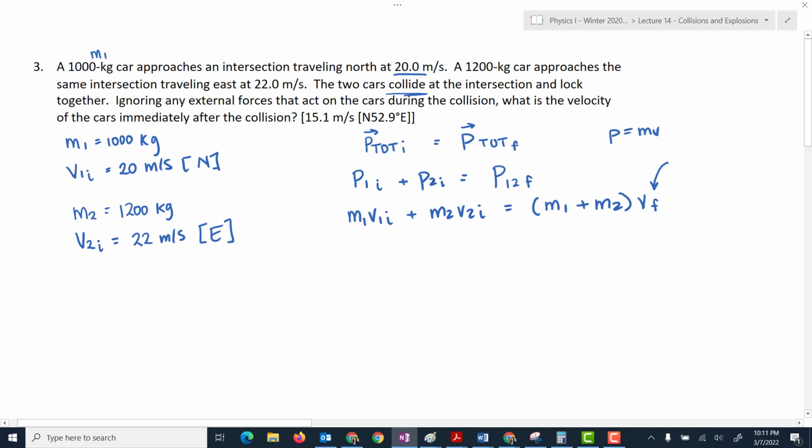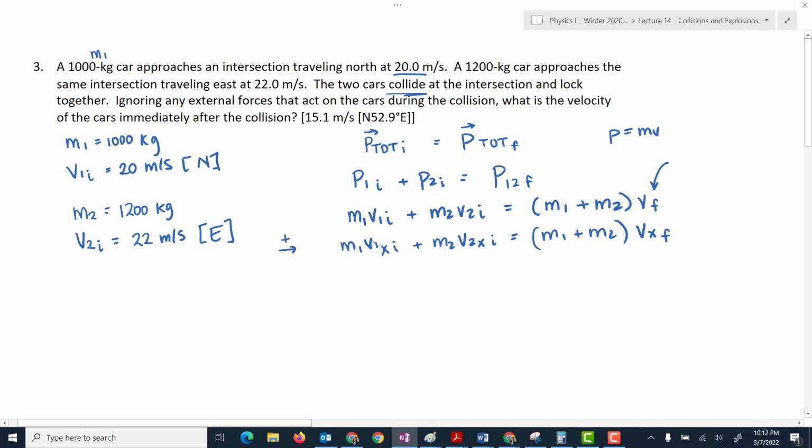And so when I do this question, I really have to separate the components so that I'm adding these vectors with their components. So let's start with one of the directions. Let's say I'm going to start with the east direction. In this case, I'm doing m1 v1 x component initially plus m2 v2 x component initially equals m1 plus m2 v final x. So I'm just looking at the x components of everything.